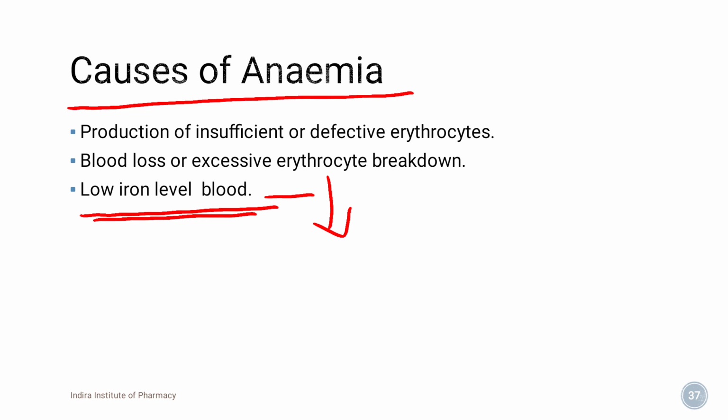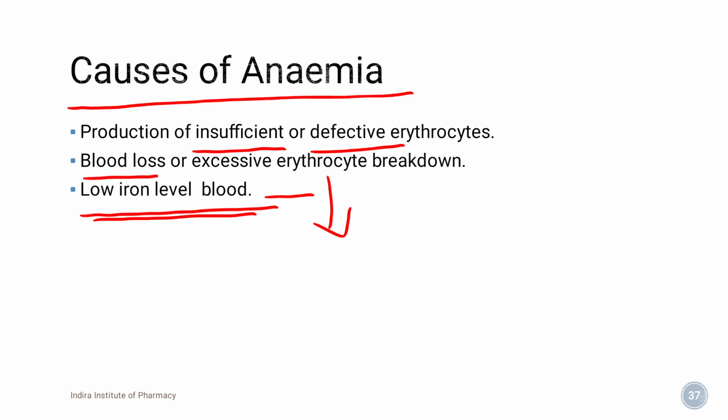Then the second reason can be production of insufficient or defective erythrocytes. We have already covered how erythrocytes are formed. The erythrocytes formed can be insufficient, or they are formed in sufficient quantity but they are not mature, or maybe they are defective. So that can be one case. Insufficient RBCs means ultimately the hemoglobin level will also be less and the oxygen carrying capacity will also be less.